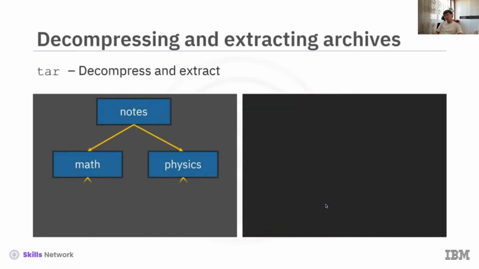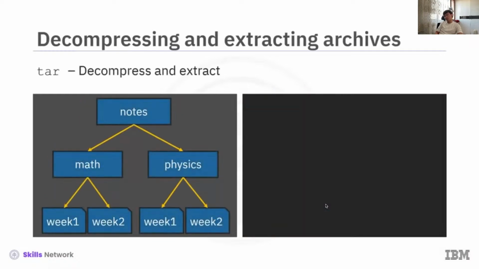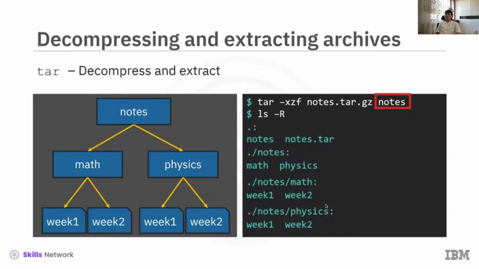Similarly, you can decompress a tar.gz file and extract the files from it. To unpack and decompress the notes.tar.gz file, you can enter tar -xzf, followed by the compressed archive file name, notes.tar.gz, and an optional destination folder, notes. Again, by entering ls -r, you can see the directories and files have been unpacked as expected.